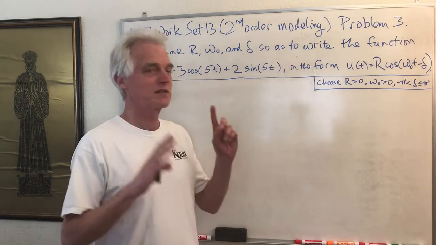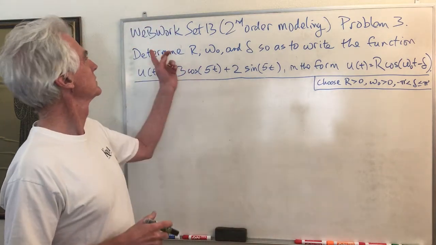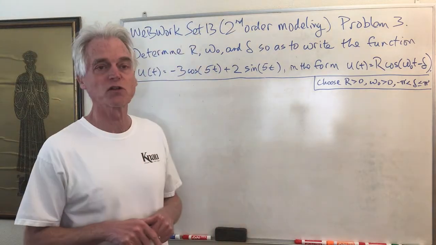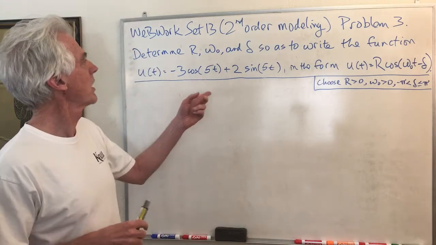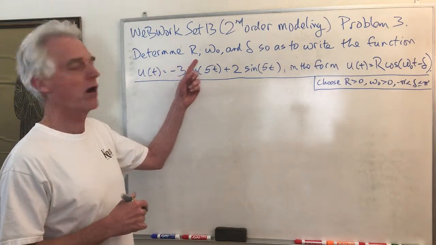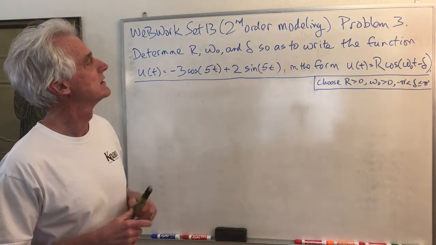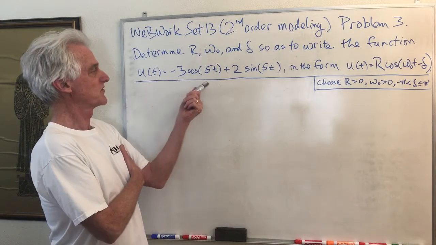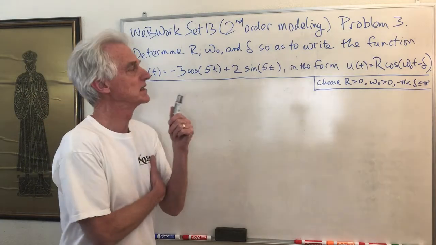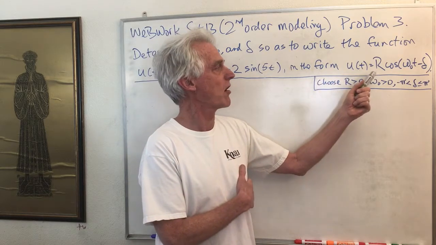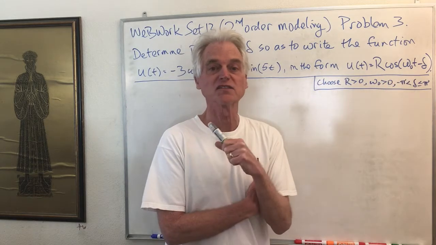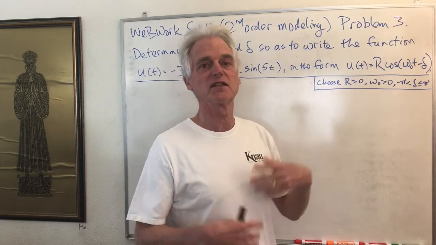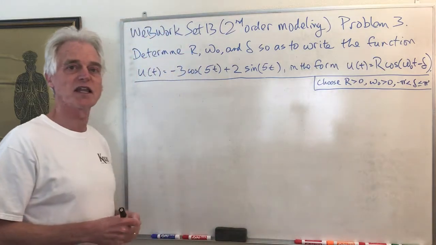Hello. So today I'm going to do a demonstration, an example from WebWorks set 13, which is about second order modeling. In problem 3, we have this question: determine r, omega naught, and delta so as to write the function u of t equals minus 3 cos 5t plus 2 sine 5t in the form u of t equals r cos(omega naught t minus delta). By the way, r is called the amplitude and delta is the phase of this oscillation.